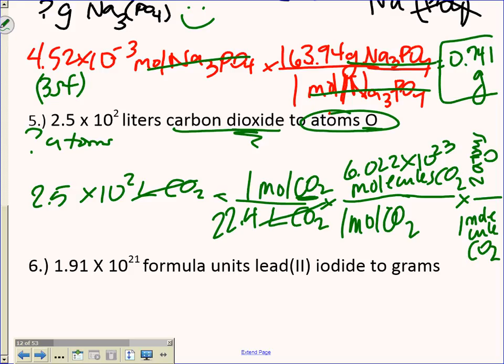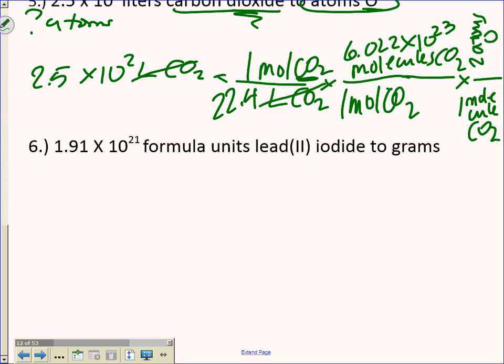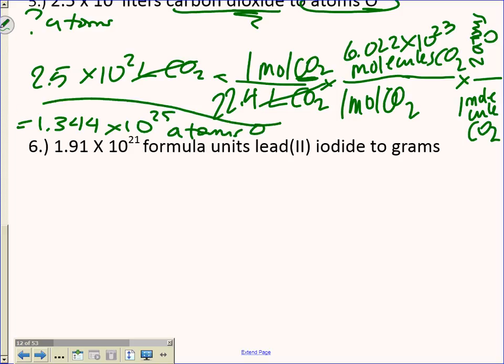Anybody? Should it be a big number or a small number? It should be a humongous number, right? 10 to the 23rd is on top over here. Anybody else? 1.34 times 10 to the 25th atoms of oxygen. And then with sig figs, I'd round to 1.3 times 10 to the 25th. Whew.